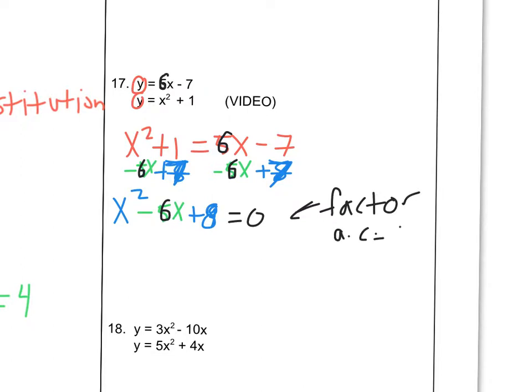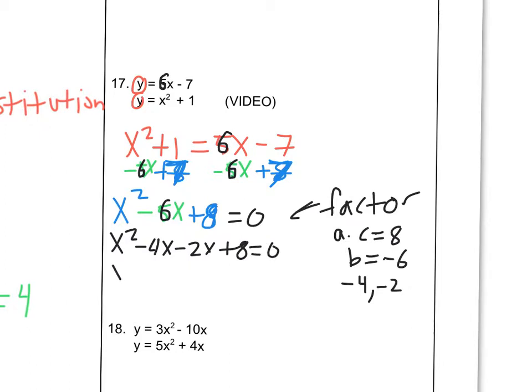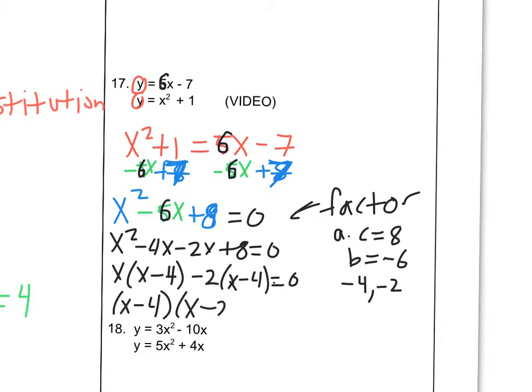A times c is going to be 8. B is going to be negative 6. I'm looking for things that add up to negative 6 and multiply to 8. And that's going to be negative 4 and negative 2. So we've got x squared minus 4x minus 2x plus 8 is equal to 0. That means we've got x times x minus 4 and minus 2 times x minus 4 is equal to 0. That gives us x minus 4 and x minus 2 is equal to 0, and that would be x is equal to 4 and x is equal to 2.